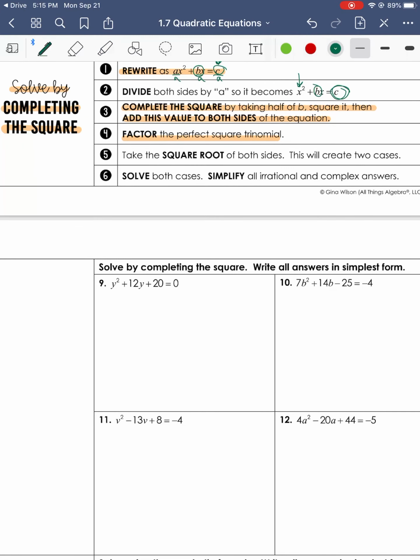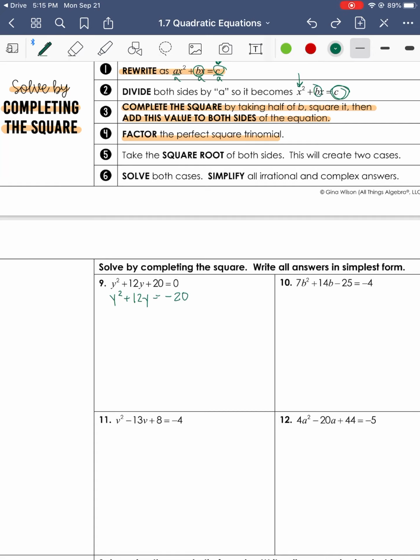So I'll leave the instructions up there. What we're going to do first is rewrite this as y squared plus 12y is equal to negative 20. Okay, and then we would normally divide by a, the leading coefficient here, but it's 1, so we don't need to worry about that. We can just skip to the next step.